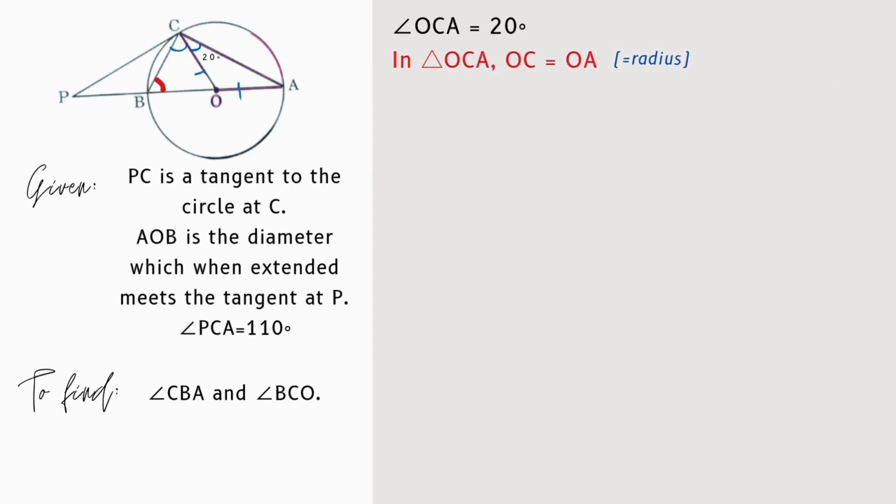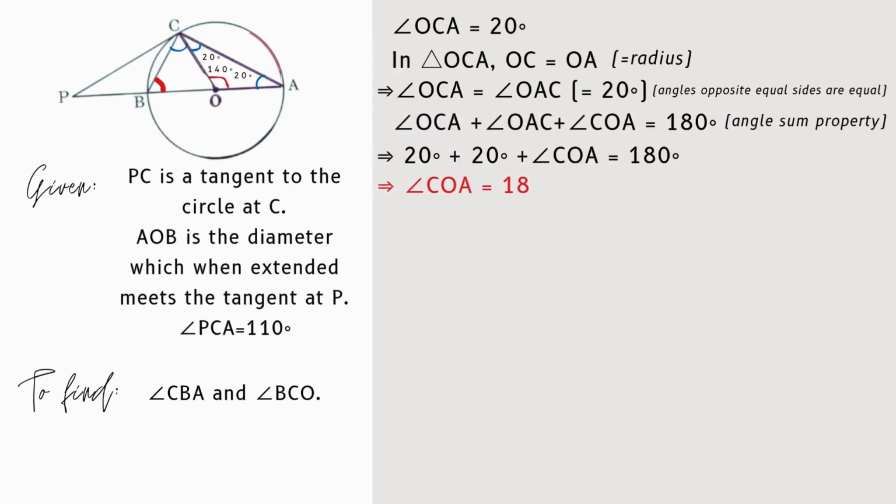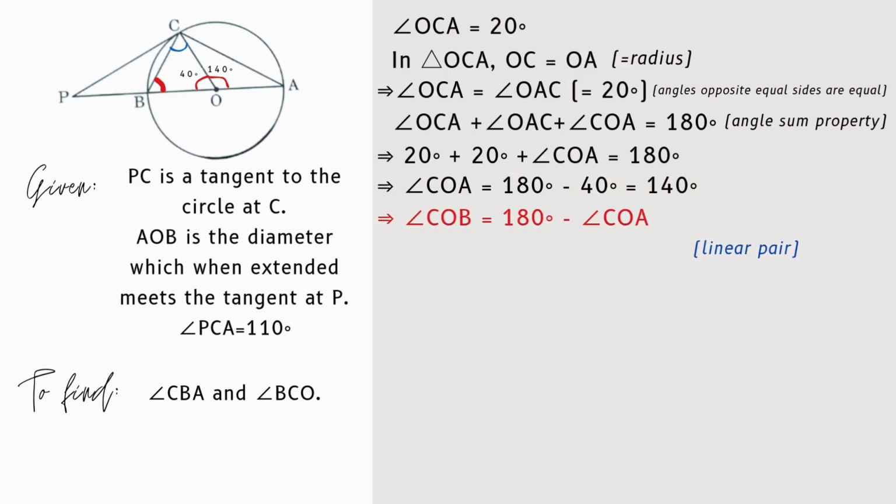Now in triangle OCA, OC would be equal to OA because both are radius. That means angle OCA is equal to angle OAC because angles opposite to equal sides of a triangle are equal. So both are equal to 20 degrees each. Now, angle sum property says the three angles of the triangle OAC is 180 degrees. So, angle COA would be 140 degrees. That means angle COB is 40 degrees because angle COB and angle COA make a linear pair.